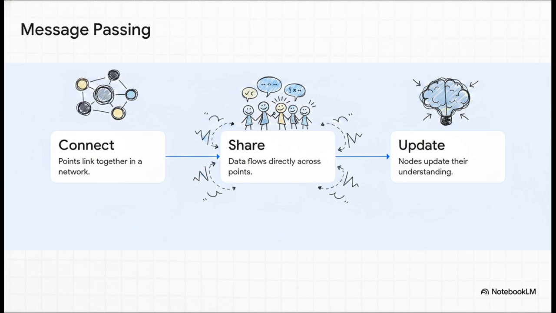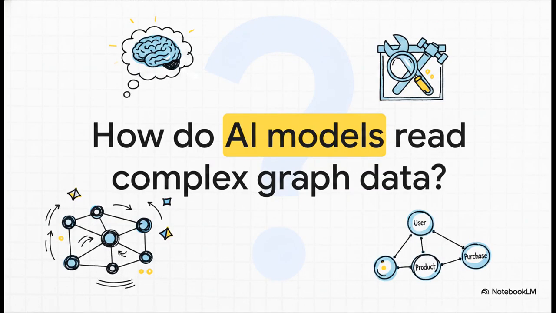In a GNN, this translates directly to nodes in a graph. A node connects to its neighbors, it shares its current state, and then it updates its understanding based on the incoming data. After just a few rounds of doing this, every single point in the network holds a little piece of the global puzzle. It is just an incredibly elegant way for AI to learn the structural context of the data. So, knowing what GNNs are and grasping this core mechanism of message passing naturally leads us to ask the big question: how do the actual modern AI models apply these concepts to understand complex graph data in the real world today? Like, what does the actual toolkit look like?